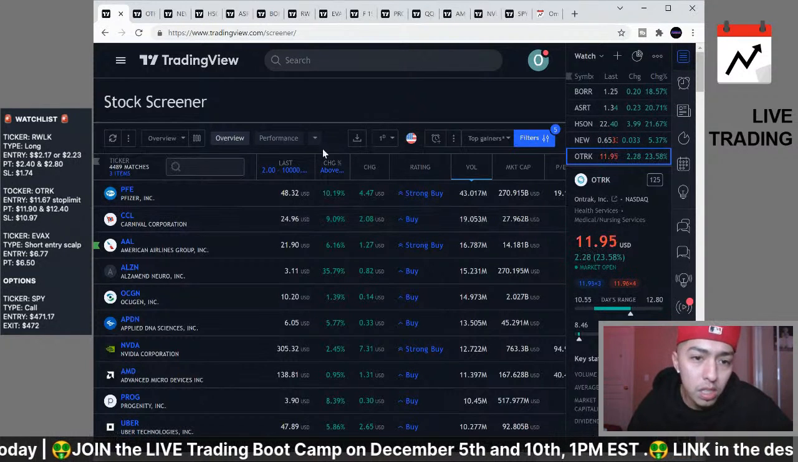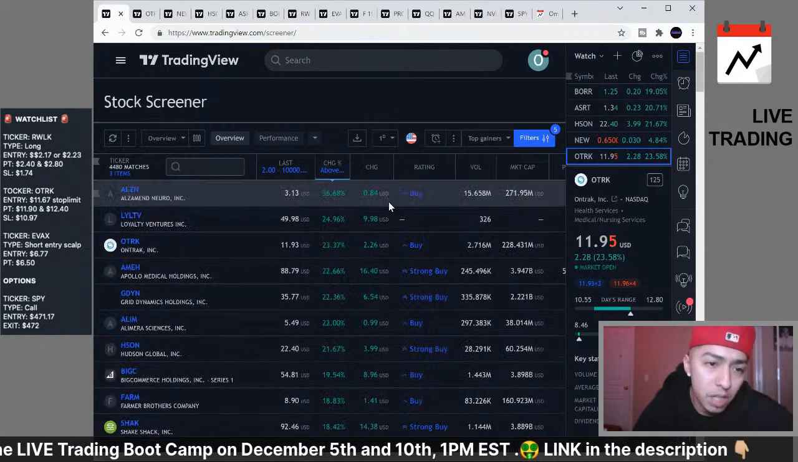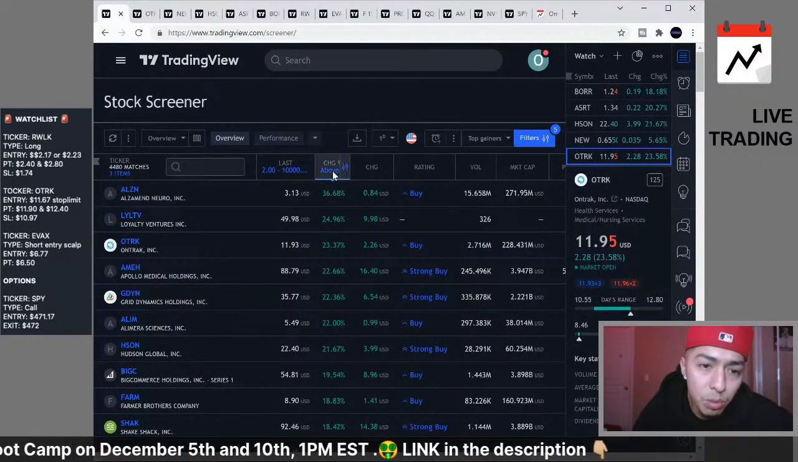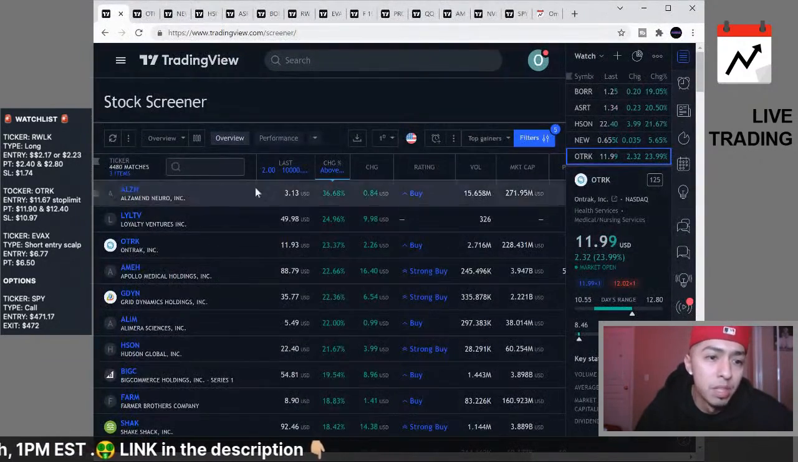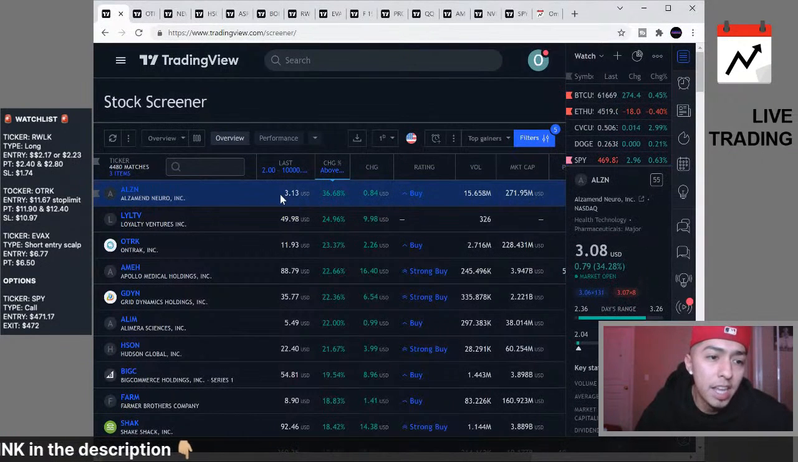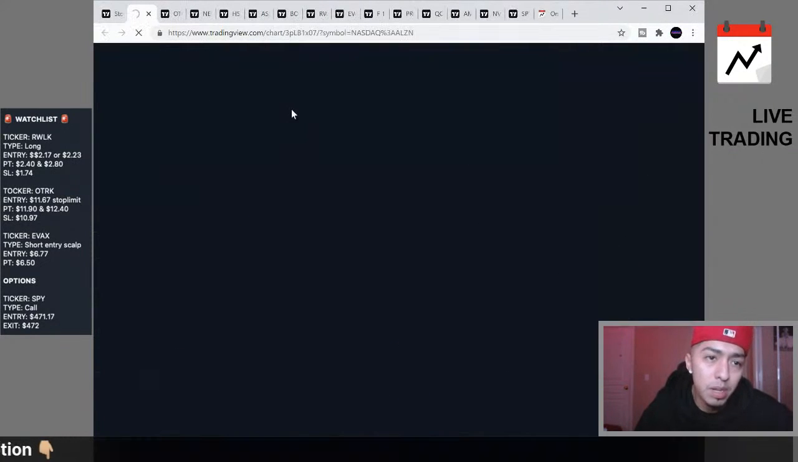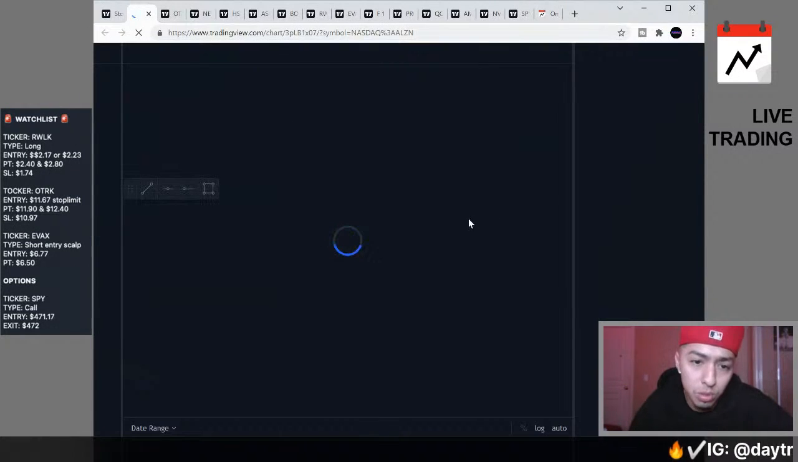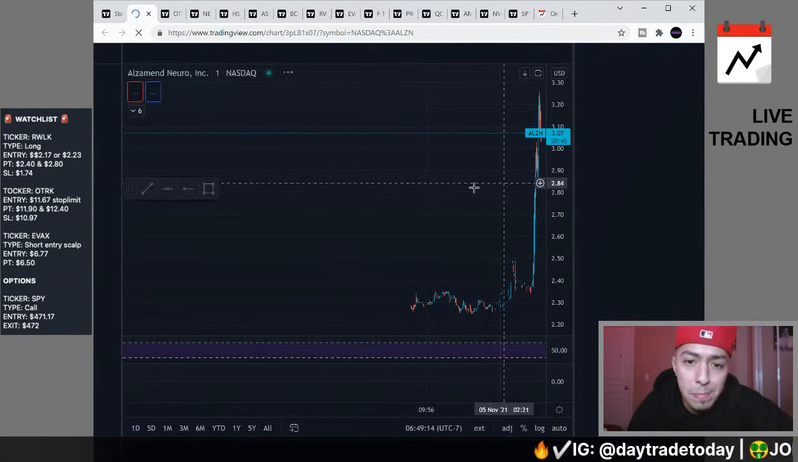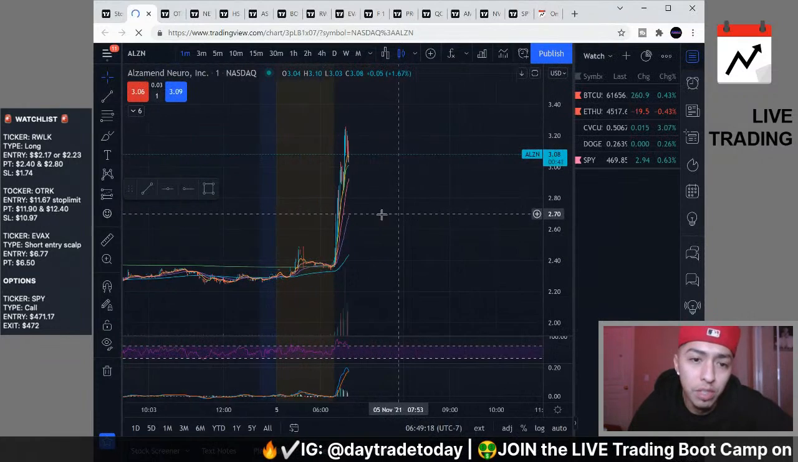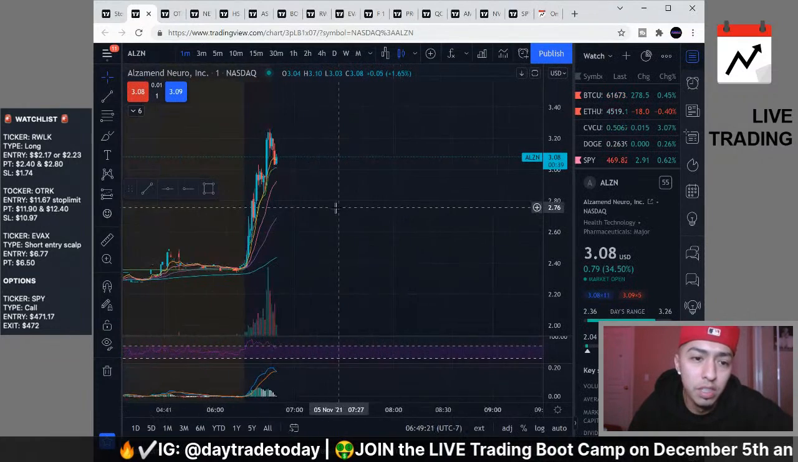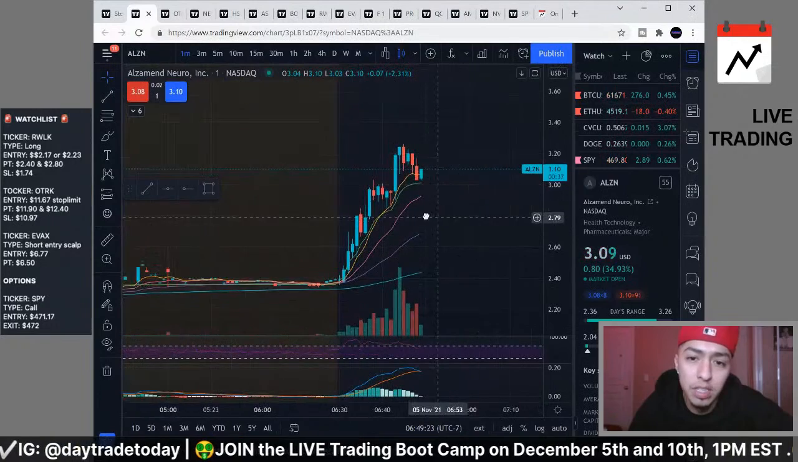So let's go real quick back to the overview tab. Let's go to percent change. Let's refresh this so we can see what other tickers are coming up. I'm seeing ALZN coming up on my scanner. Let's take a look at this one real quick. Okay, this one's looking really good. This ticker's looking really good. Get ready for an entry on this one, guys.